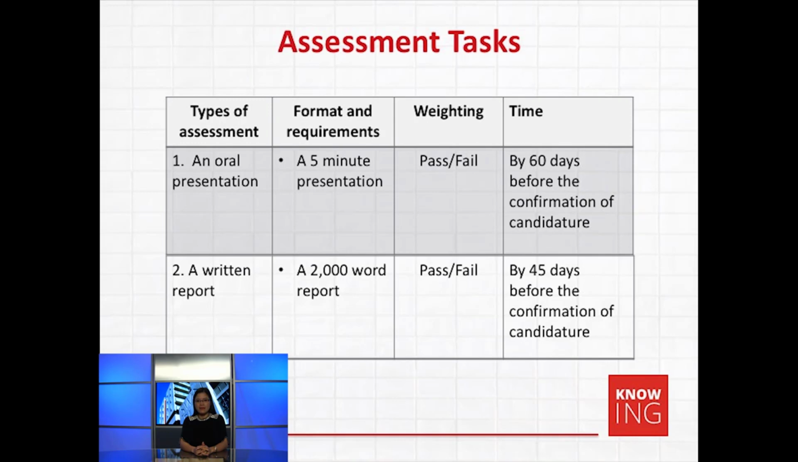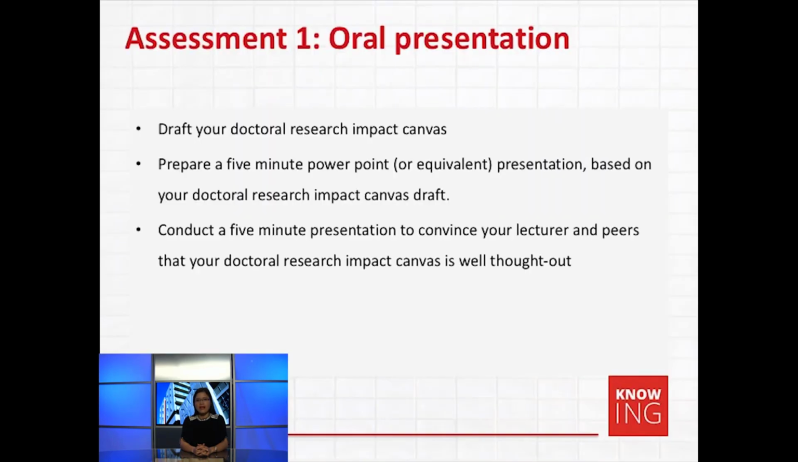In the next part, I'm going to explain these two assessment tasks in more detail. Assessment 1, oral presentation. This assessment task requires you to draft your doctoral research impact canvas, prepare a 5-minute PowerPoint or equivalent presentation based on your draft, and then conduct a 5-minute presentation to convince your lecturer and peers that your doctoral research impact canvas is well thought out.